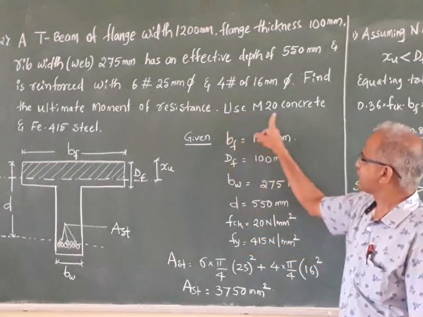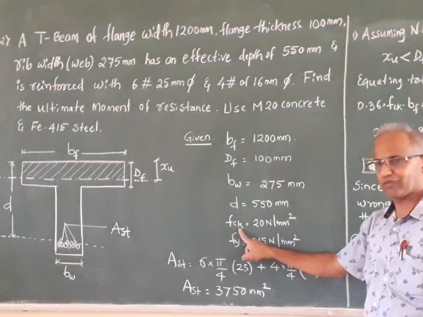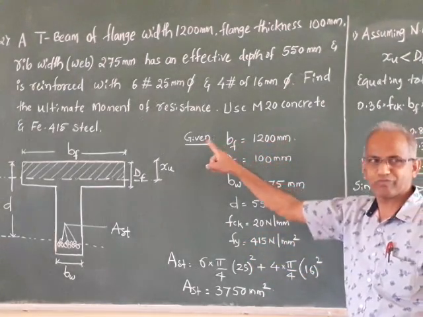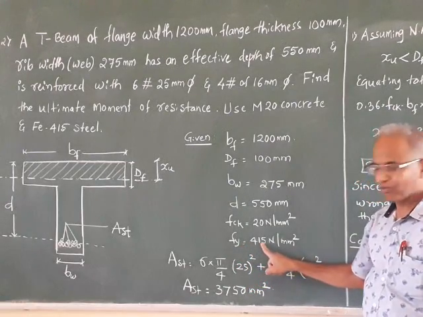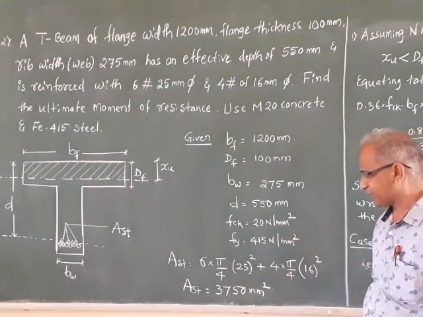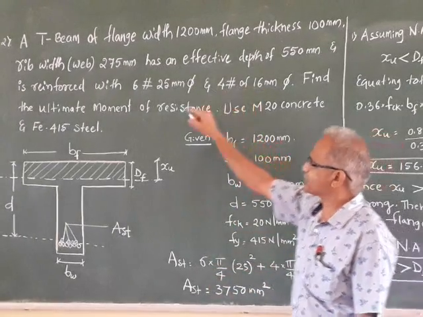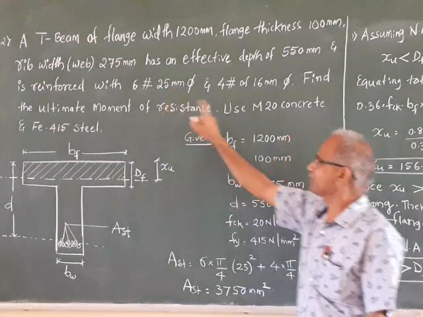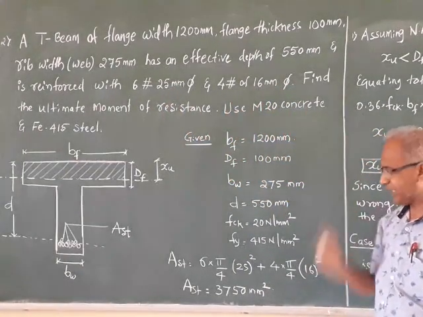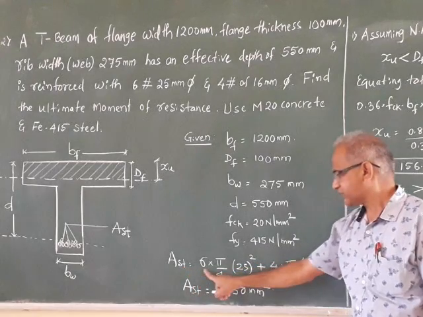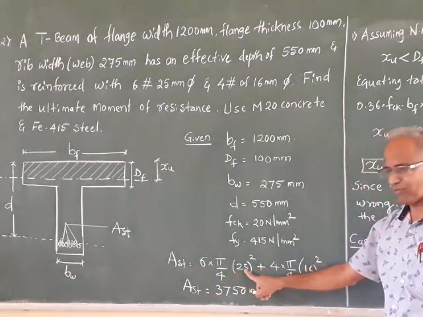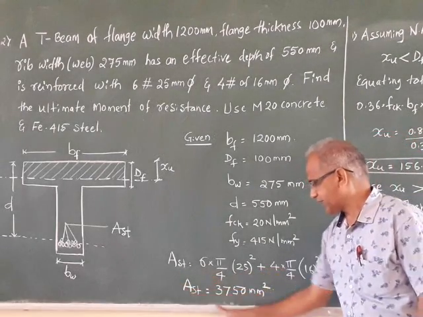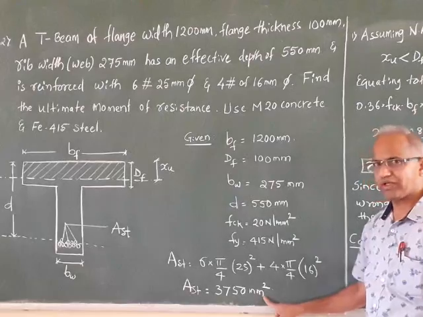Then grade of concrete is M20, means characteristic compressive strength of concrete is 20 Newton per mm square, and grade of steel is Fe415, so therefore Fy is equal to 415 Newton per mm square. Now as per the given data, area of steel will be 6 bars of 25 mm diameter plus 4 bars of 16 mm diameter. So the total AST is equal to 6 into π by 4, 25 square plus 4 bars of 16 mm diameter, so the total AST will be 3750 mm square.